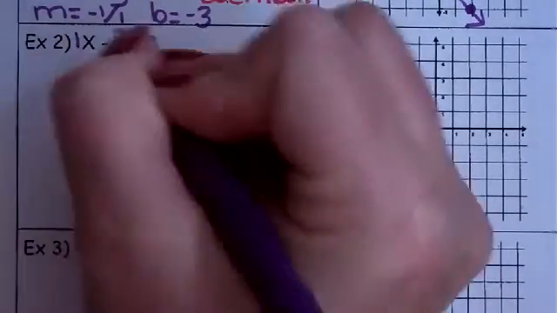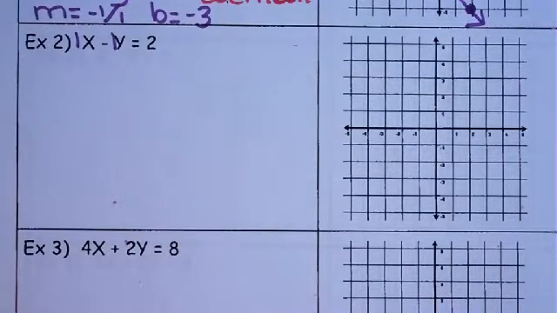Okay? Now, look at number 2. Now, some people are going to want to put in 1 placeholders, and that is fine, okay? So I can put in 1x minus 1y equal to 2.